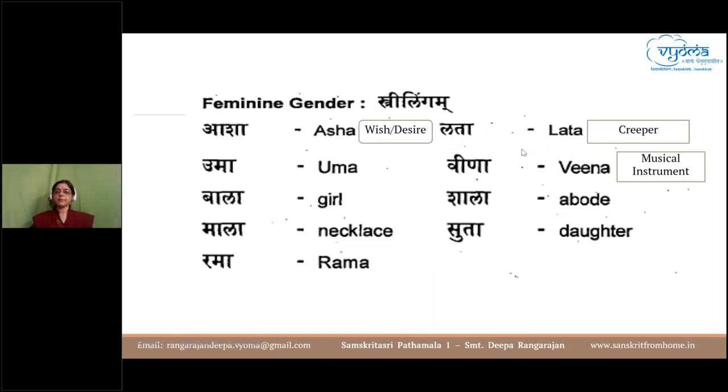Yeah. You can go ahead with the other words. Lata. Either a name or a creeper. Yes. Veena. Musical instrument. Shala. It is an abode. Abode is a place, a dwelling place. Shala. Pathashala. Yes. Suta. Daughter. Dhanyavada.